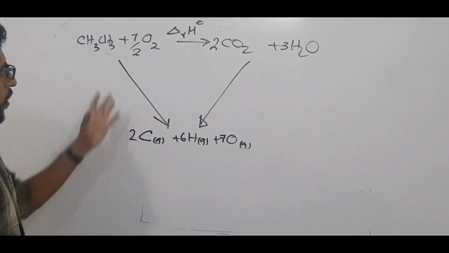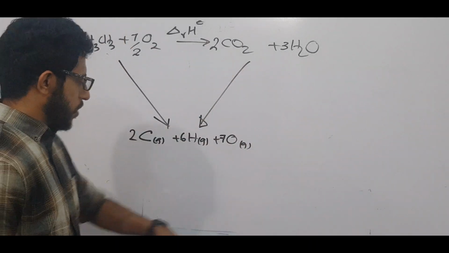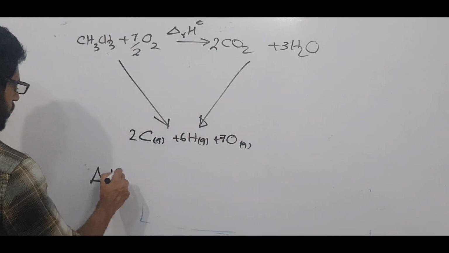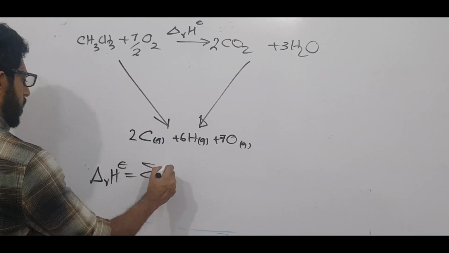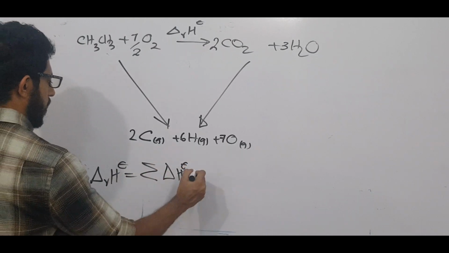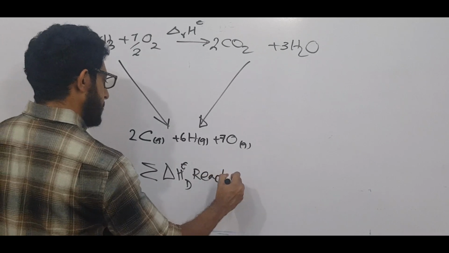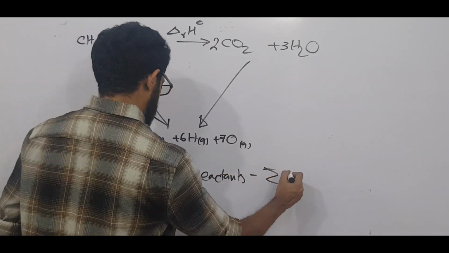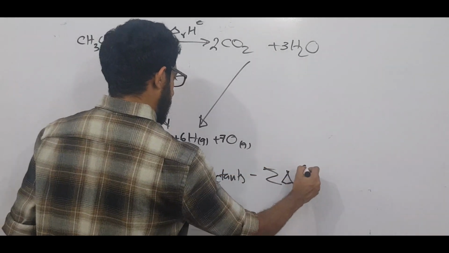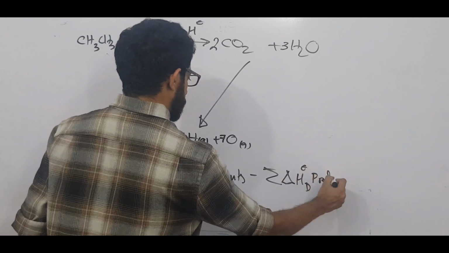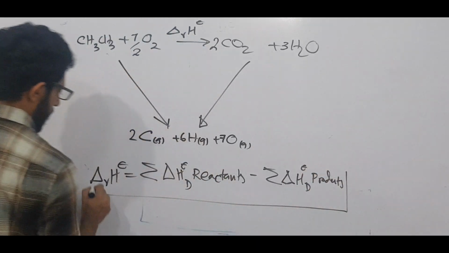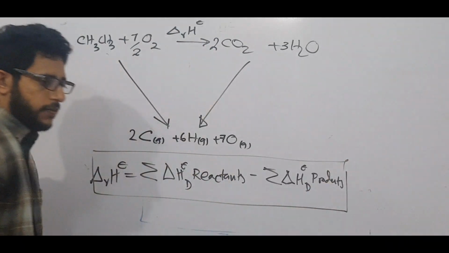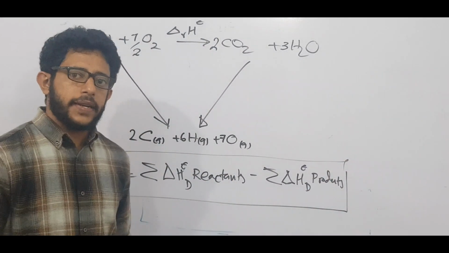Then again, you can either draw this one, or you can just write delta RH, enthalpy change is equal to summation bond enthalpy of reactants minus summation bond enthalpy of products. Reactants minus products give the enthalpy change of this reaction. That is what we derived earlier.